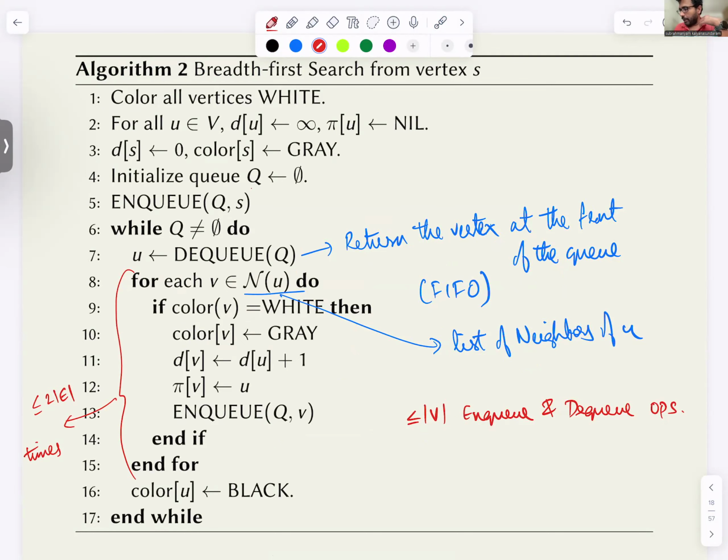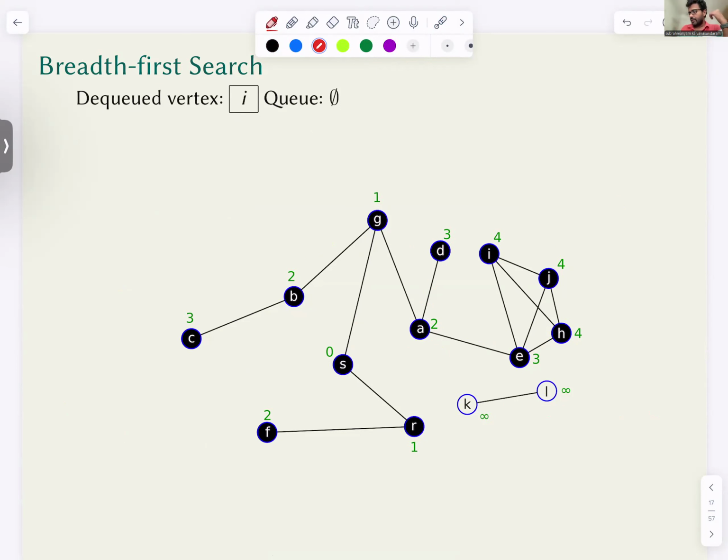And then pi of each V is the U from which you discover it. I'll just represent the pi using arrows. So the pi function is: pi of G is S, pi of R is S, pi of F is R. These arrows indicate the pi function.